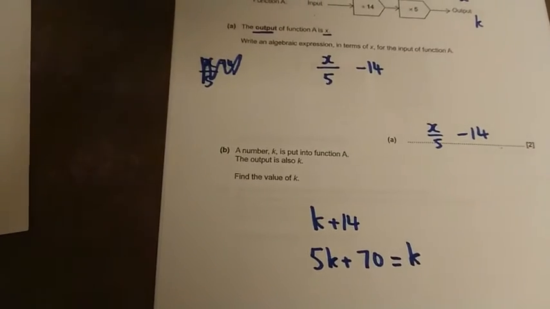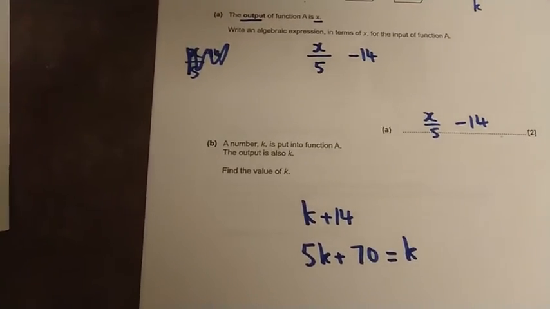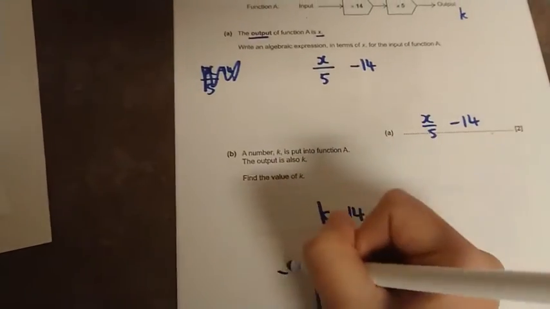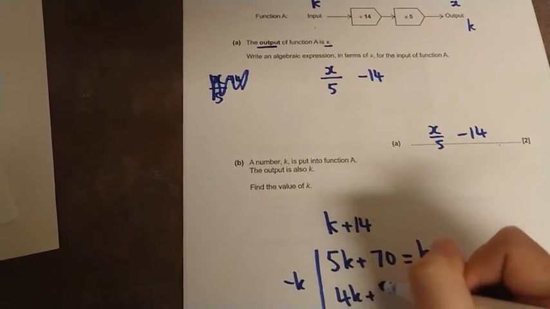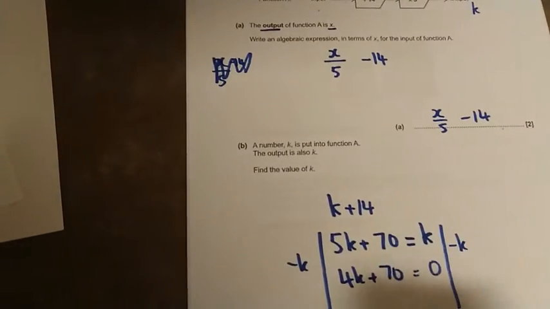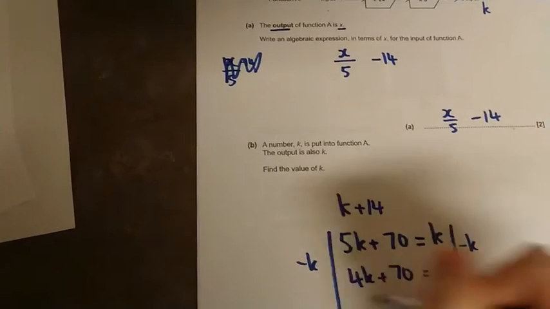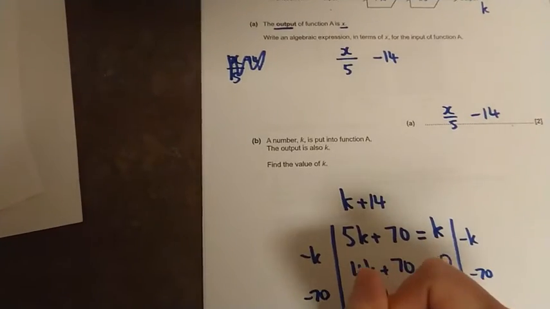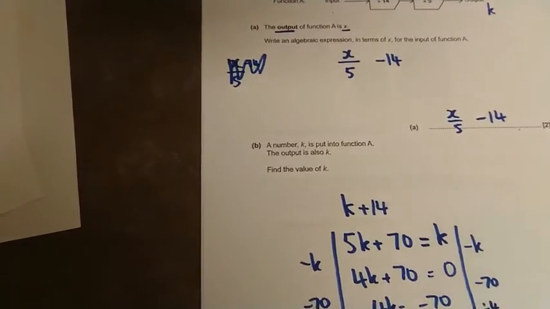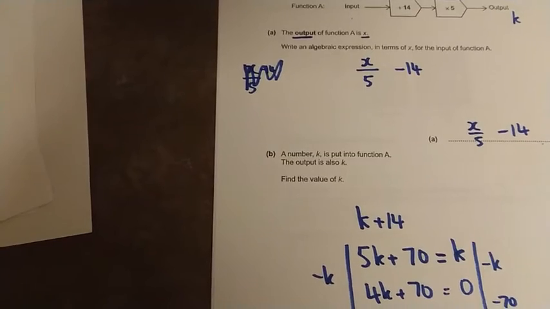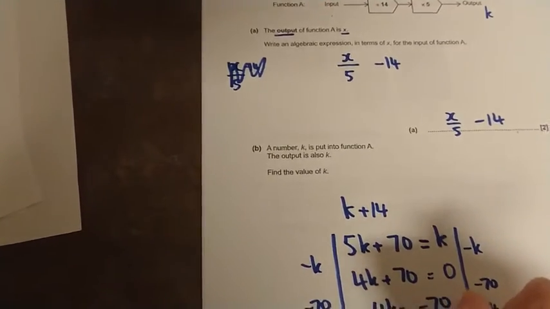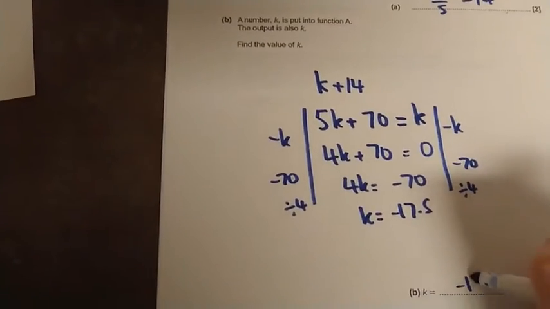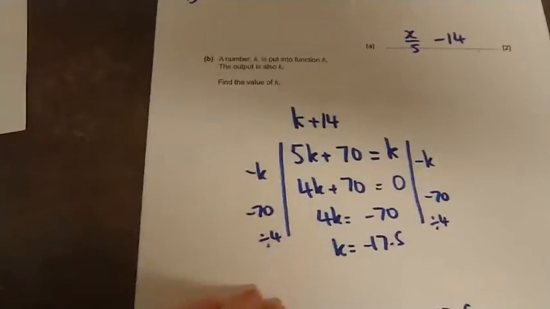So we have got to solve that equation to work out then what k is. So I'm going to minus k from both sides. So I'm going to get 4k plus 70 equals 0. Then I would minus the 70. So 4k equals minus 70. And then I would divide by 4. So minus 70 divided by 4 is going to be minus 17.5. So k is minus 17.5.